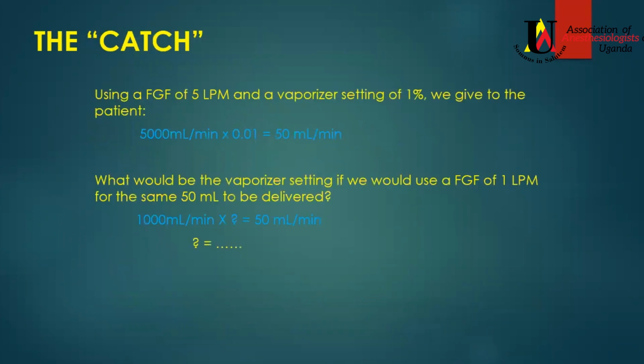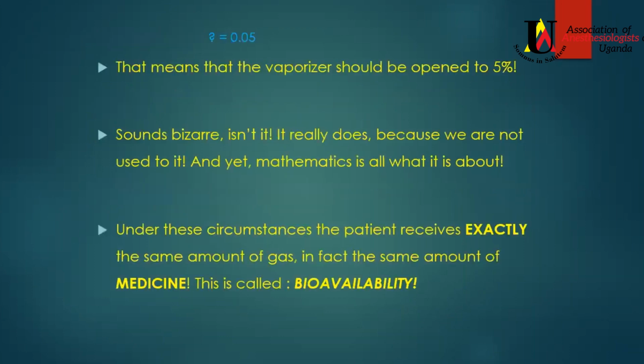So what is the catch when you're using this low flow? If you are running a fresh gas flow of 5 liters and you set your vaporizer at 1%, we are giving the patient, by that formula, 50 mL per minute. That is if you want to maintain that level of anesthesia for the patient. So where would your vaporizer setting be if you use a fresh gas flow of 1 liter? By the same equation, we come to 0.05, which comes to 5%.